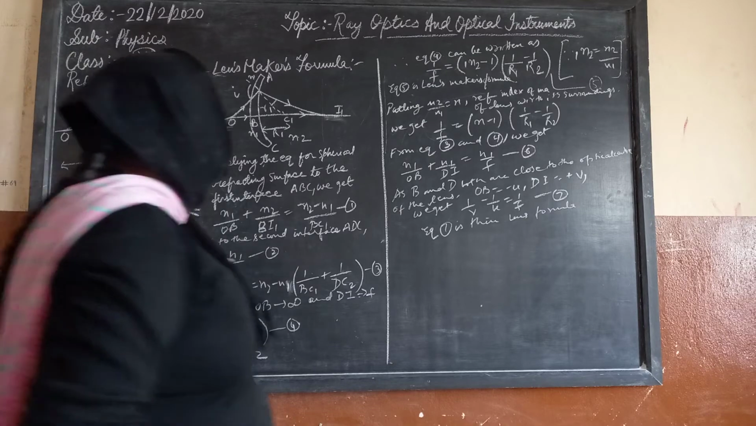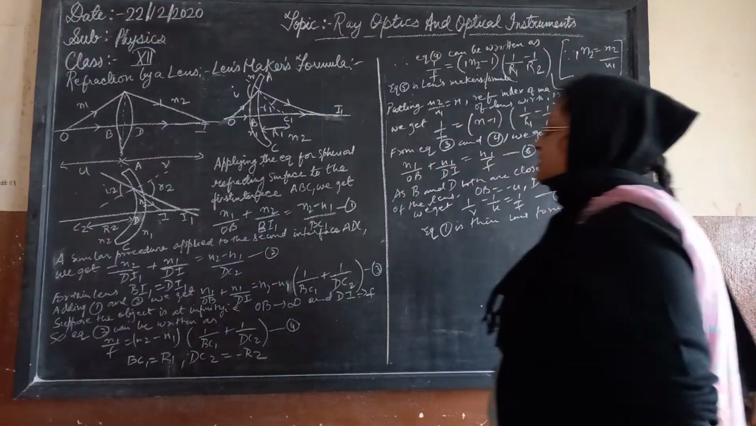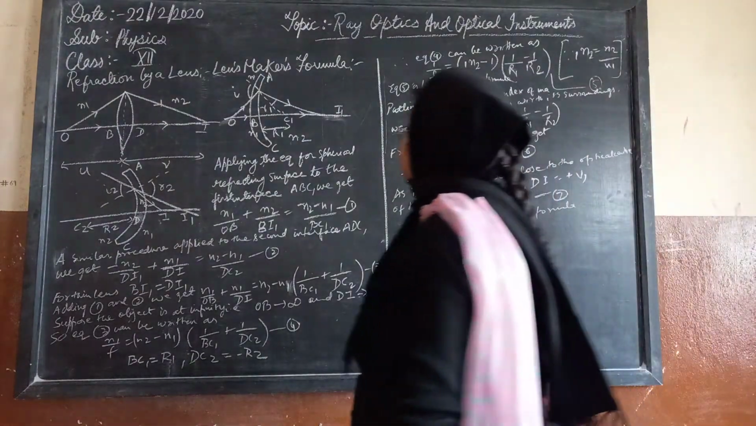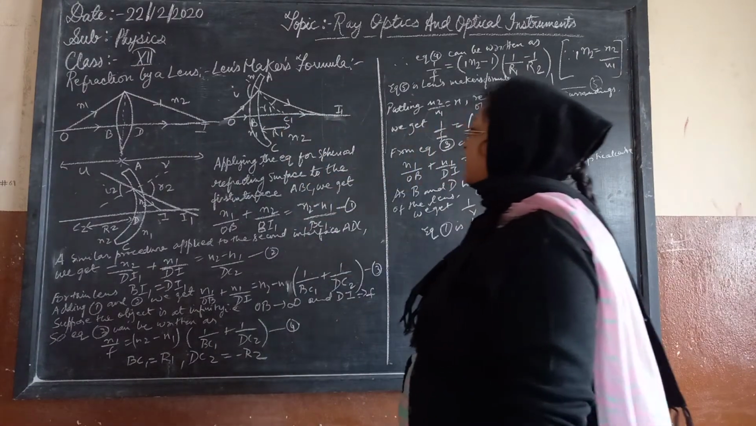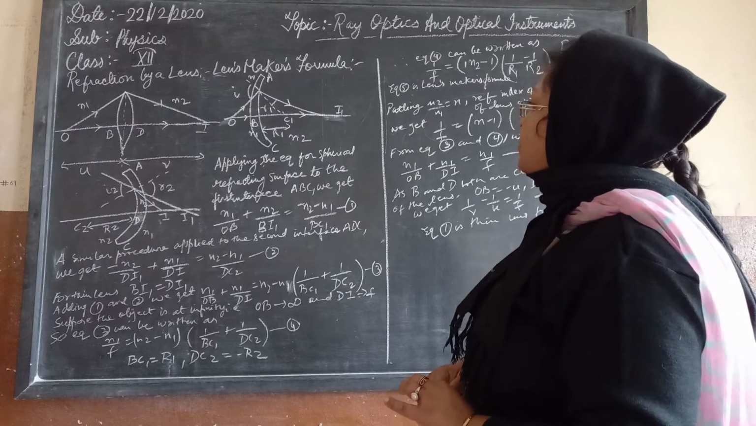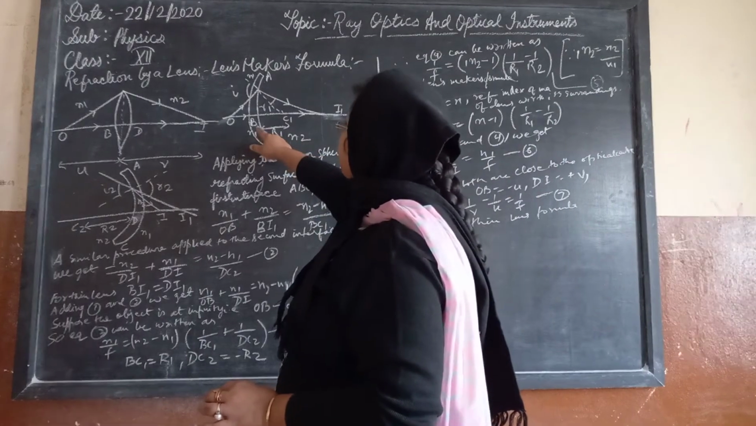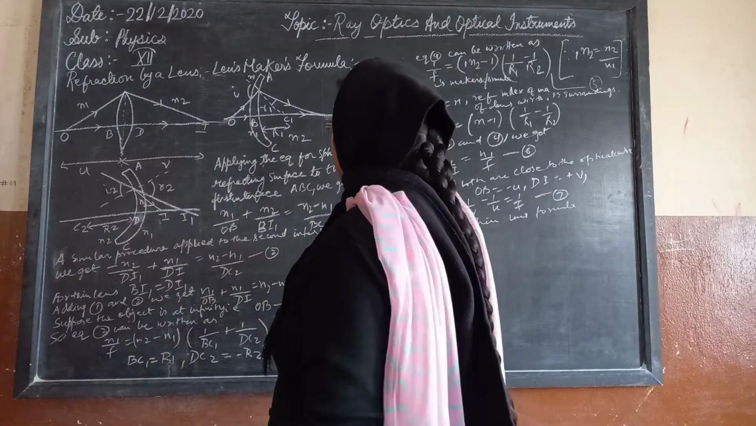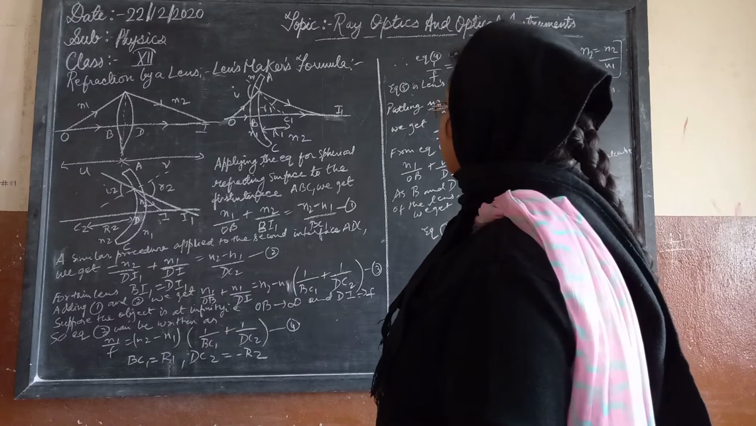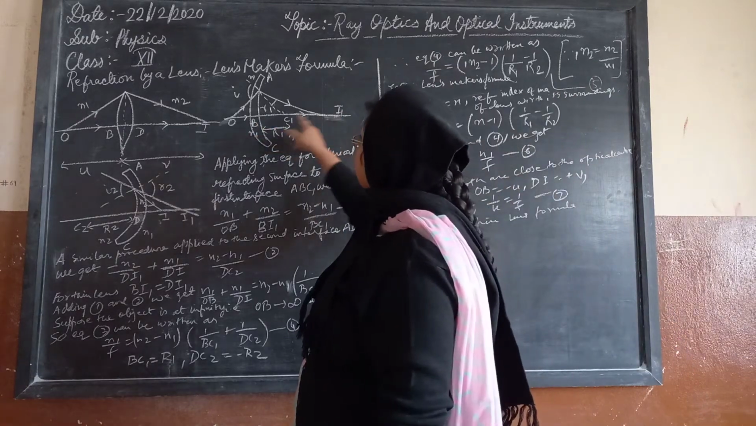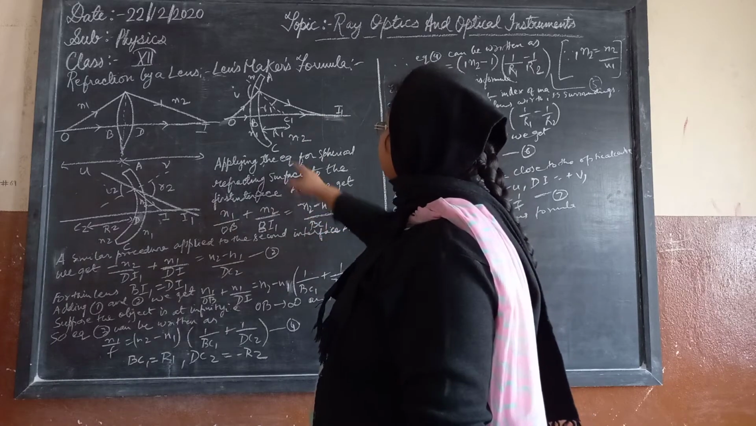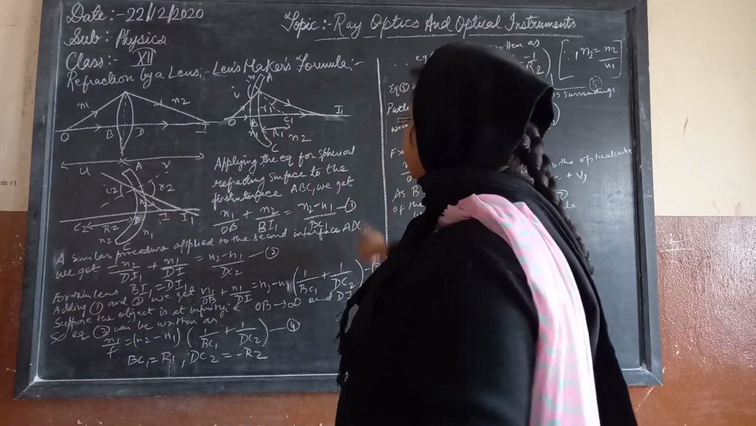Now applying the equation for spherical surfaces to the first interface ABC, where we take A, B and C: n1 upon OB plus n2 upon I1B is equal to n2 minus n1 upon BC1. This is BC1. Then this is the first equation.